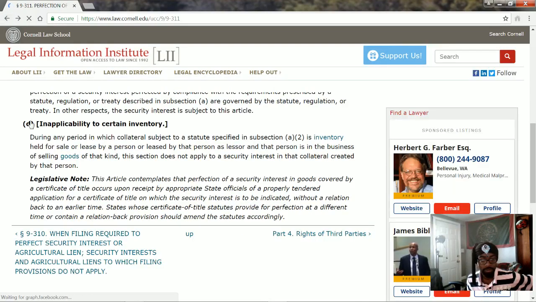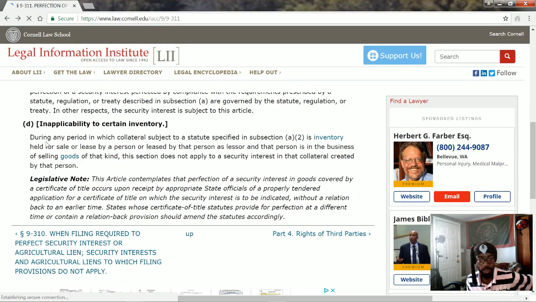Let's bring it back now. This is D. D is collateral subject to statute. Remember, we're not dealing with statute, we're dealing with treaties. So D doesn't apply. But let's finish reading it anyway. Held for sale or leased by a person, and that person is in the business of selling goods of that kind, this section does not apply to a security interest in that collateral created by that person. Okay, so whatever they're talking about in D, don't apply to you. Don't worry about it. Let it go.